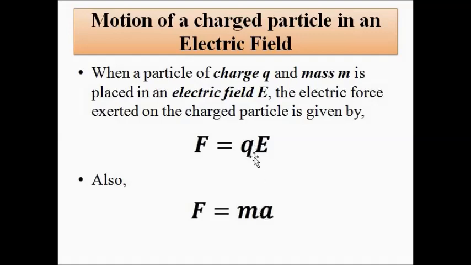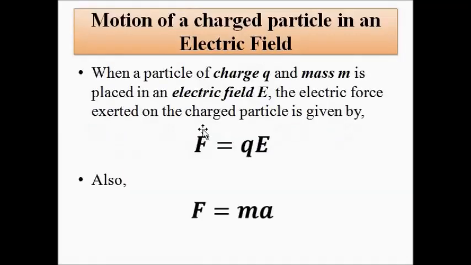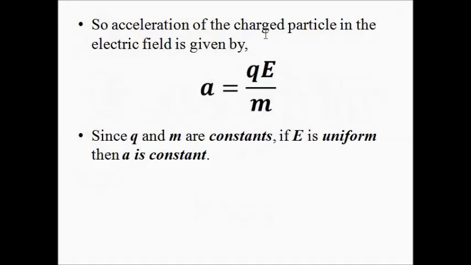So if we equate these two equations, F is equal to QE and F is equal to ma, we can find out the acceleration of the charged particle. So a will be equal to QE by m. Here force is equal to mass into acceleration, with m the mass of the charged particle, and here it is QE, with Q the magnitude of the charge. If we equate both these expressions, we get the value of the acceleration to which the charged particle is subjected in the electric field. a is equal to QE by m.